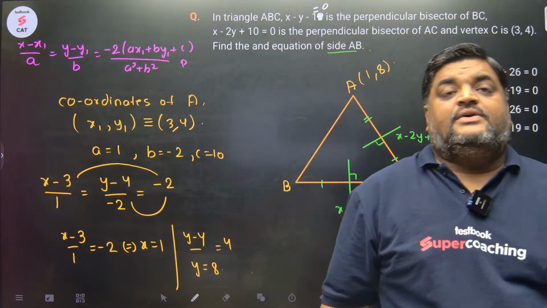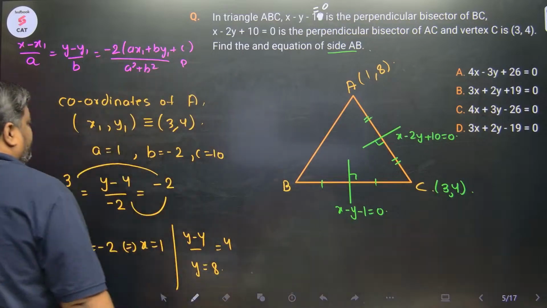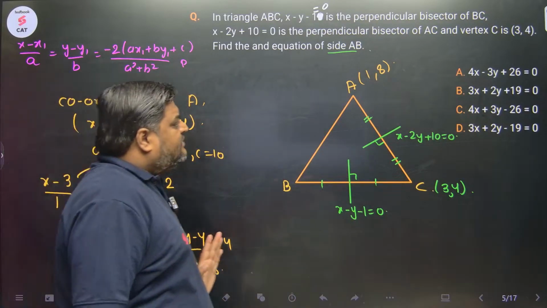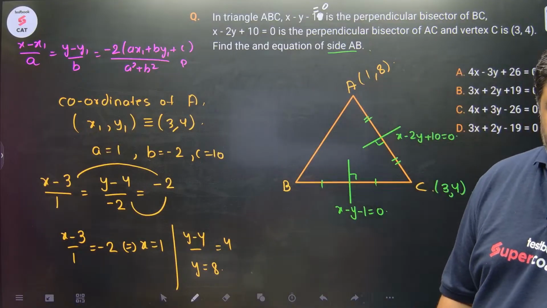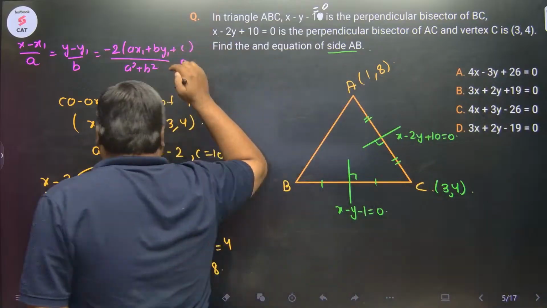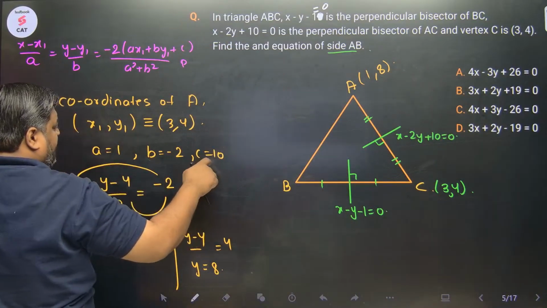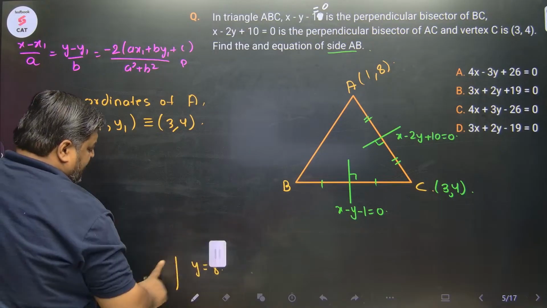Now you have to find the coordinates of B. I hope this is clear. यहाँ तक समझा है ना? Now we have to find the coordinates of B using the same equation. चलो, let me take all of this out. You can always go back and watch क्या किया था मैंने, right?